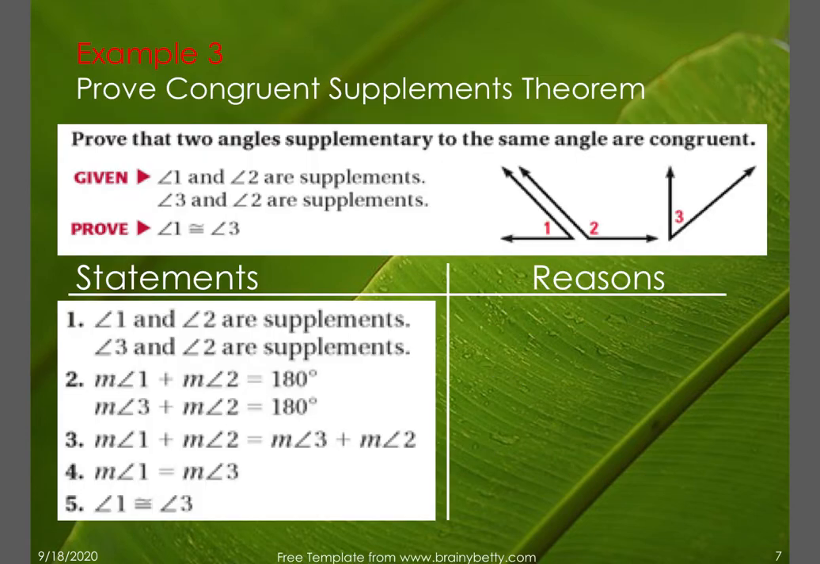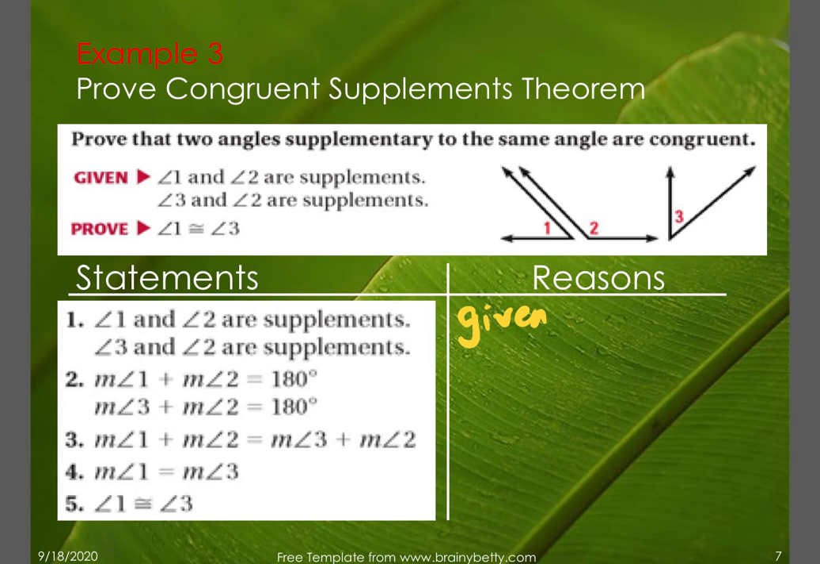All right, so this one we're proving that theorem, which means we can't use that theorem, okay? We're going to prove it the long way. It says prove that two angles that are supplementary to the same angle are congruent. My given is angle 1 and angle 2 are supplements, and 2 and 3 are supplements, and we want to prove 1 is congruent to 3. So angle 1 and angle 2 are supplements, that is given, as is 3 and 2. Those are both given.